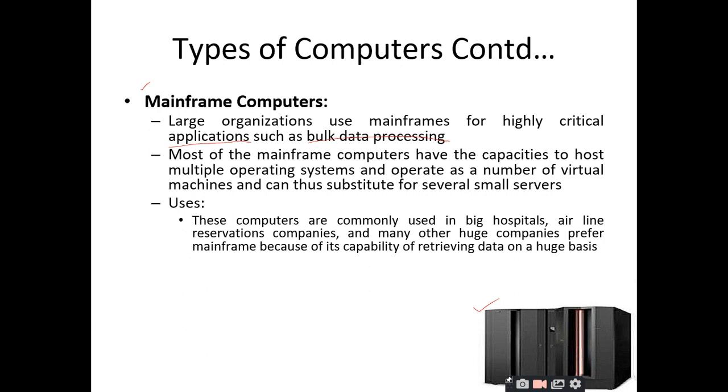So the main advantage of these mainframe computers is they are capable of holding or hosting many operating systems. As I told, the operating system is a system software which is used to communicate with the hardware. Any hardware device that you have with the computer, you communicate with that hardware, not directly. You have to make the hardware work for you with the help of software, and the basic system software that is used to make the hardware work is nothing but the operating system.